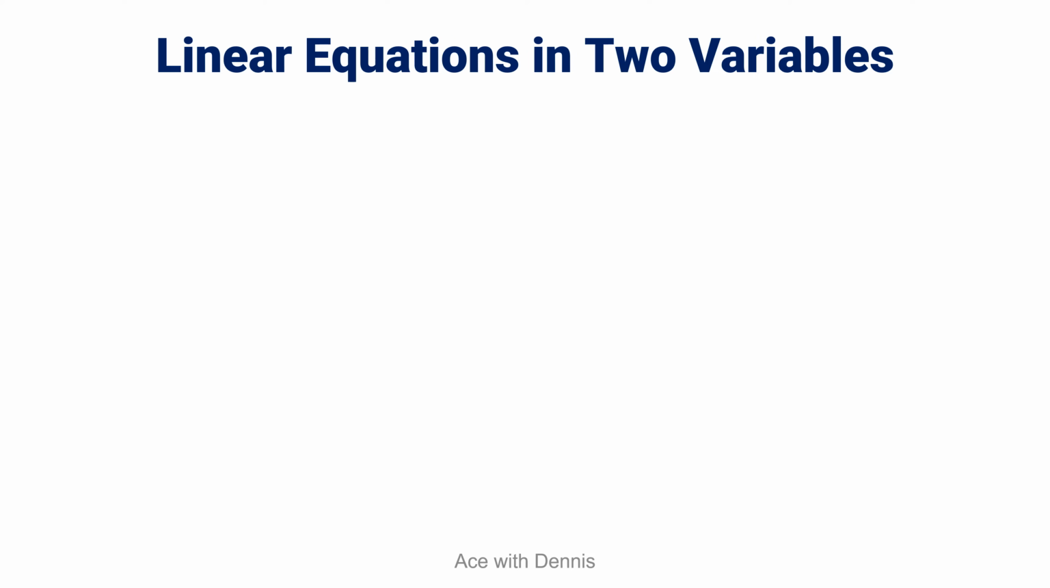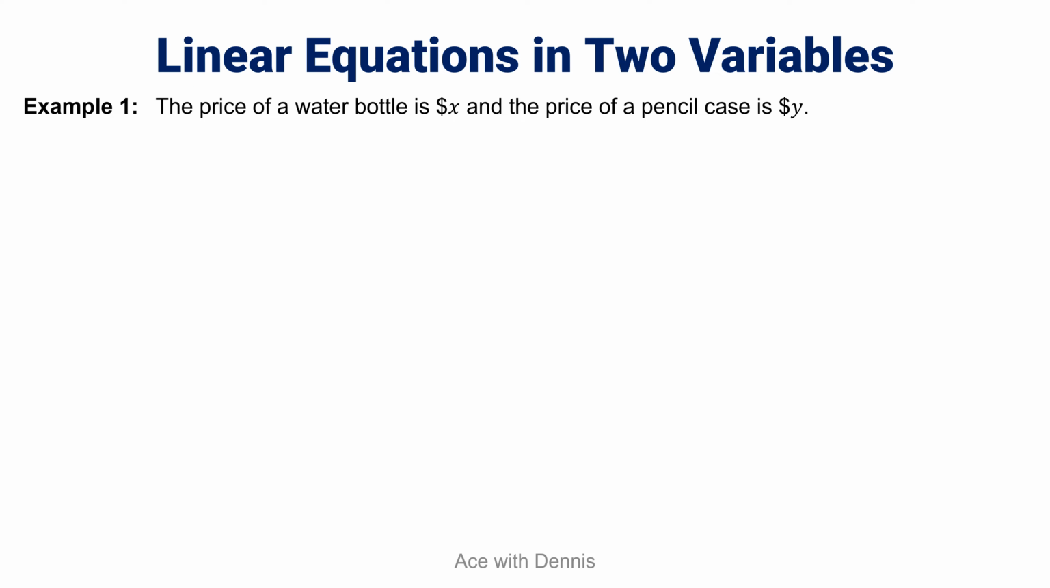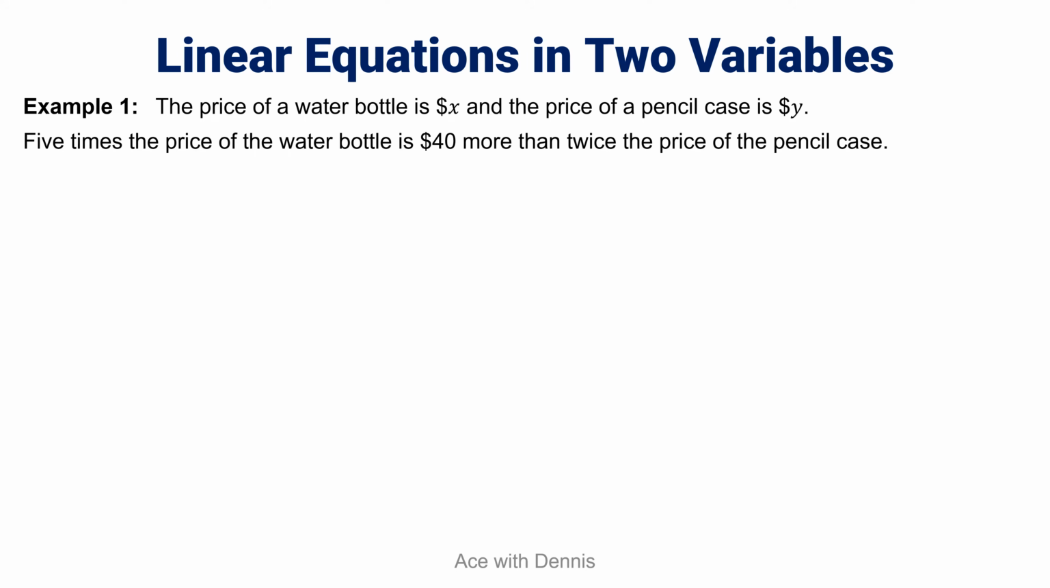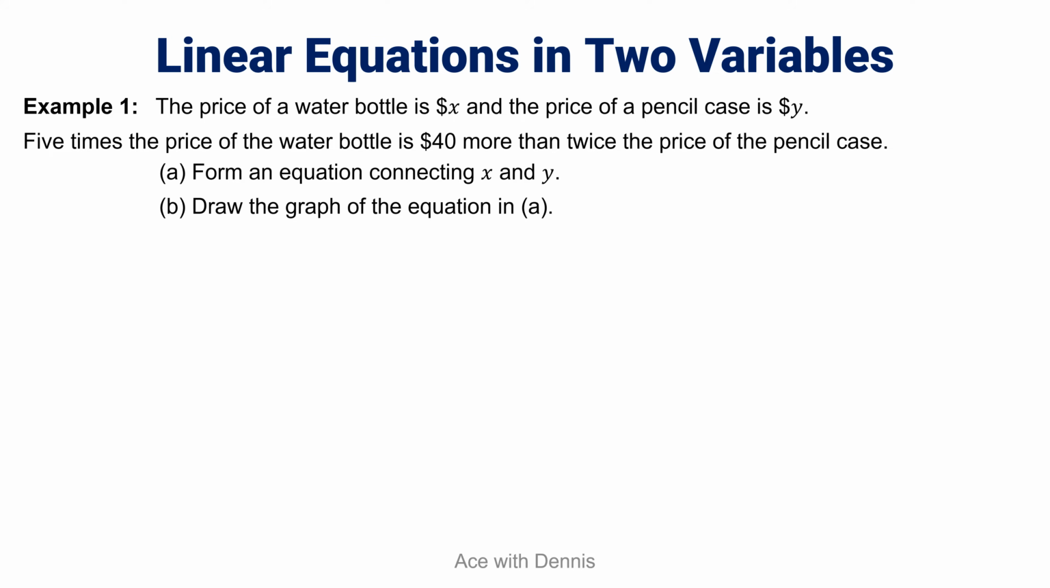Alright, after understanding how to draw a linear graph and the concept of the solution of an equation, let's look at example 1. The price of a water bottle is x dollars and the price of a pencil case is y dollars. 5 times the price of the water bottle is $40 more than twice the price of the pencil case. A. Form an equation connecting x and y. B. Draw the graph of the equation in A. C. If (5, p) is a solution of the equation, find the value of p.